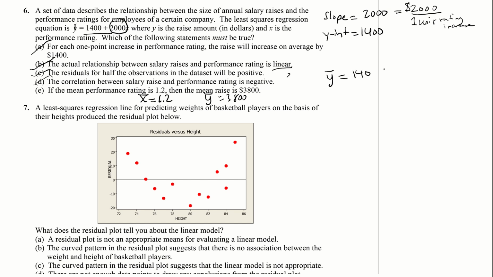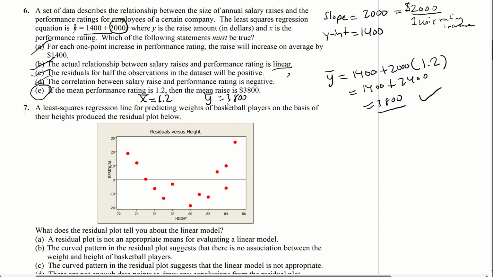So let's plug it into this equation. We get 1,400 plus 2,000 times 1.2, and 1.2 times 2,000 is 2,400. So we get 1,400 plus 2,400, which is 3,800. So this actually holds true. The x bar and the y bar are on the regression line, and it looks like that is true. Okay, so it's got to be E.